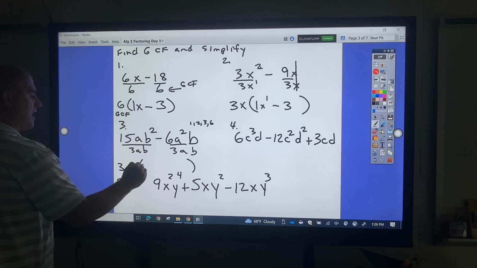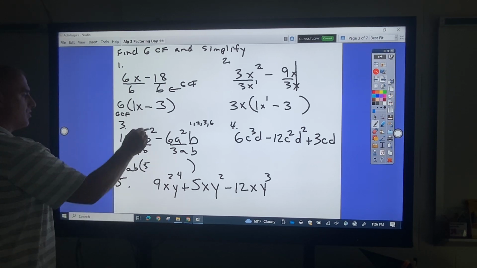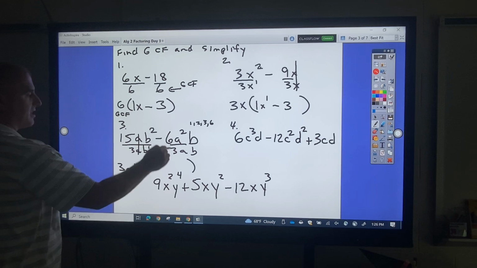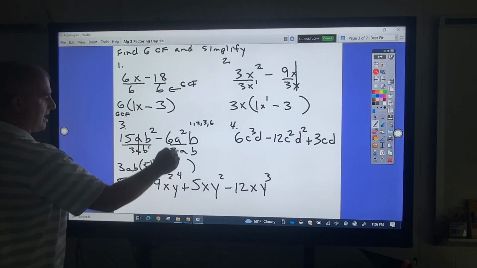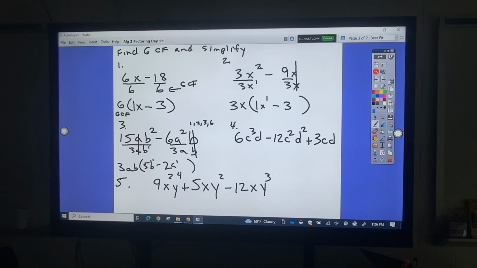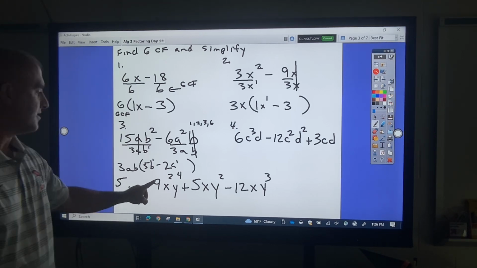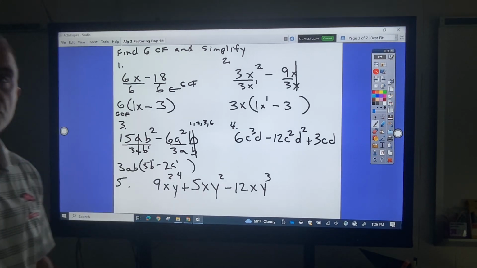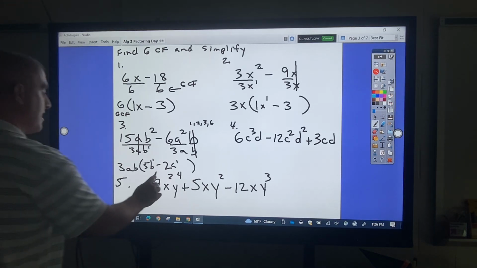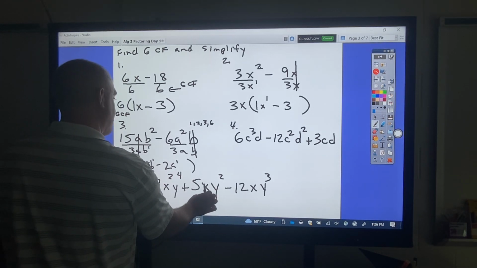Okay, 15 divided by that would be 5. Same one goes away. 2 and 1 would be 1. 6 divided by 3 would be 2. A and that would be A1. Those b's go away. So that's what it would look like simplified. Okay, numbers wise, 9 and 12 have numbers that go into each other, but 5 doesn't go into any of those. Okay, now this has an x.